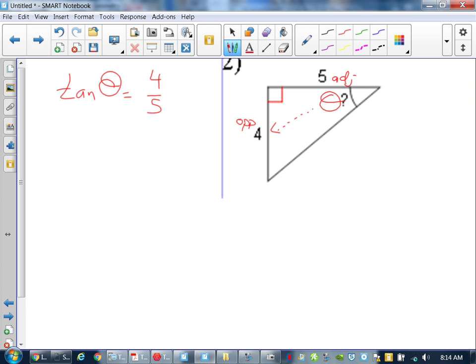Which means to undo tangent, you use what? Tangent inverse. So if we inverse both sides, we get theta will equal the inverse tangent of 4/5.